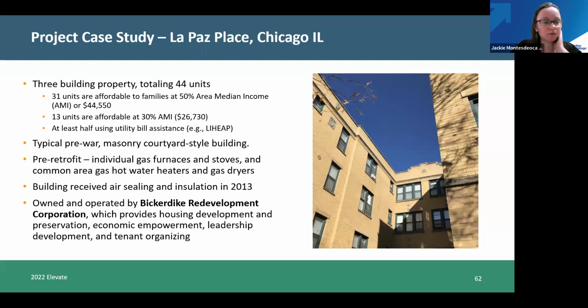So this is the full electrification where we're starting to be able to monitor the equipment. It was a good candidate because it had received weatherization in 2013. So this building envelope had been already upgraded. And we're partnering with Bickerdike Redevelopment Corporation, which is a great organization here in the Chicagoland area. Next slide.